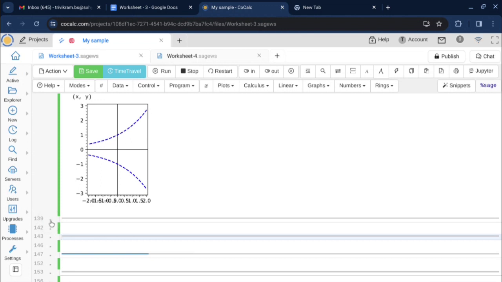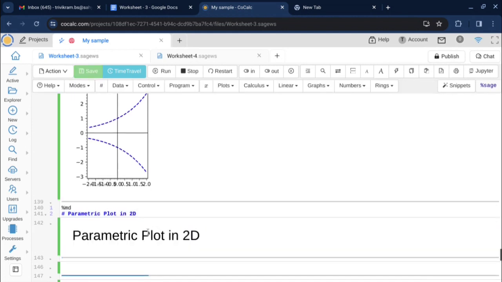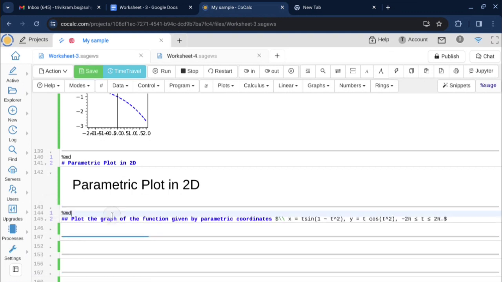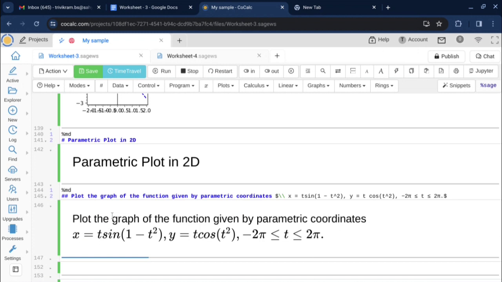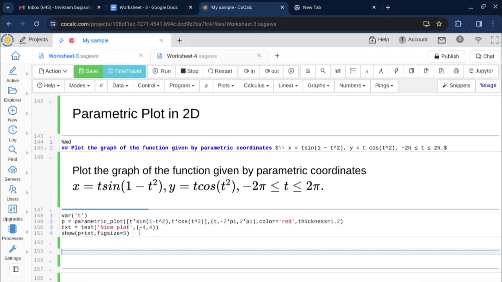Now I am going to discuss about parametric plot. So parametric plot in 2D. So here I am going to take the parametric equations as x is equal to t sine of (1 minus t square), y is equal to t cos of t square between the interval -2 pi to 2 pi. So let us see the parametric plot. So p is equal to parametric plot I have taken. Two equations I have entered here, and interval I have entered as -2 pi to 2 pi. Color I have taken red.